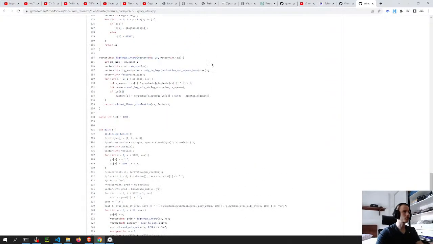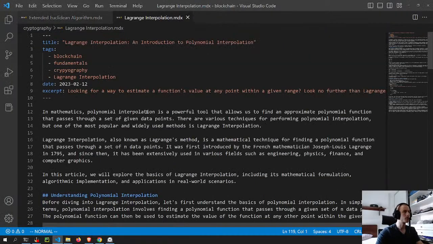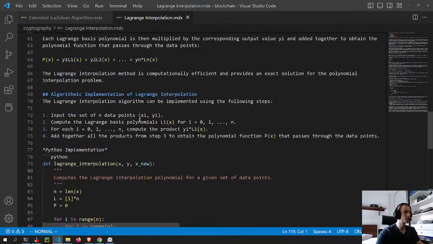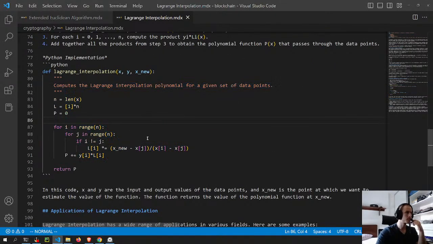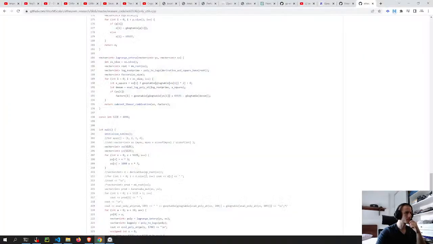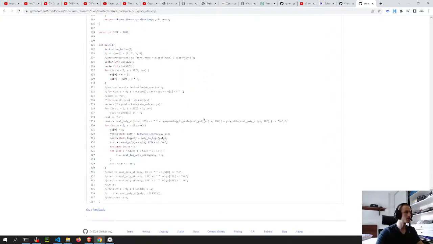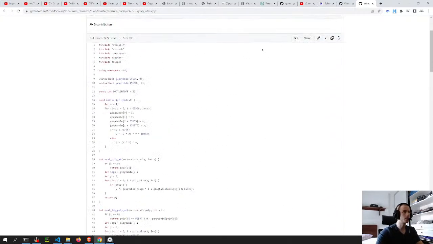Lagrange interpolation. Interesting. I think I have the code for Lagrange interpolation as well. Yeah, that I got from the project. Maybe I'll write down here the C++ version. I think I'm not gonna do that. Just gonna focus on the Python one.